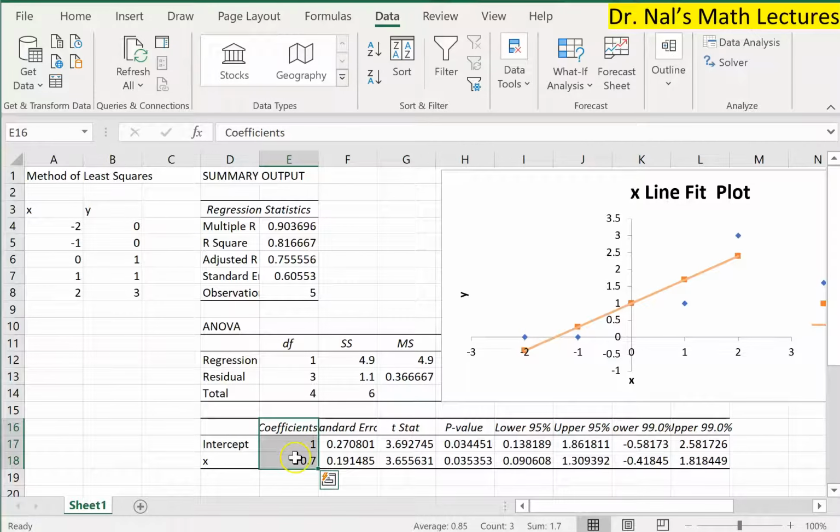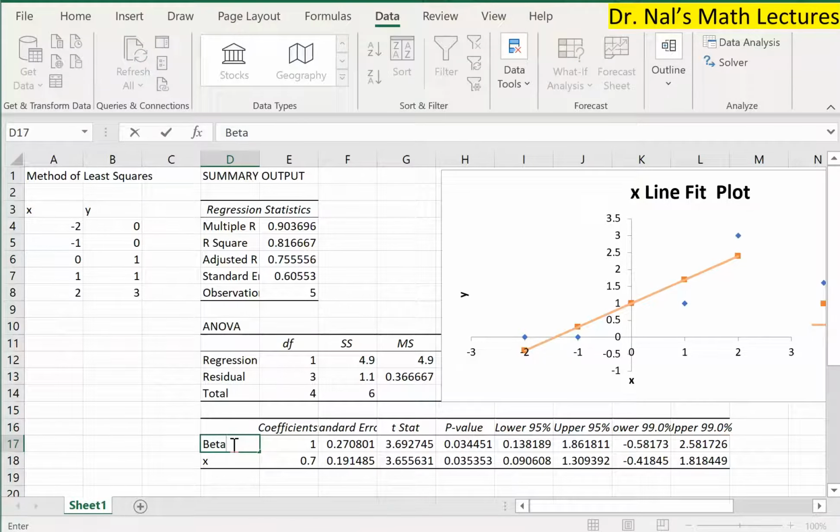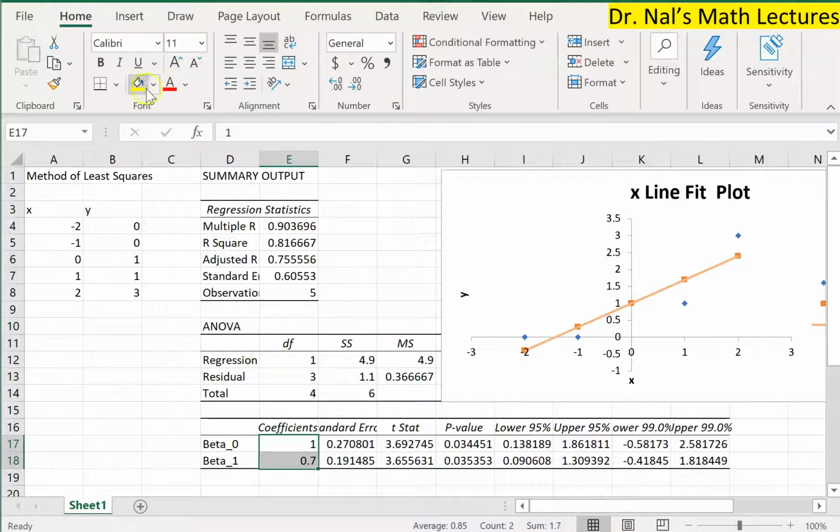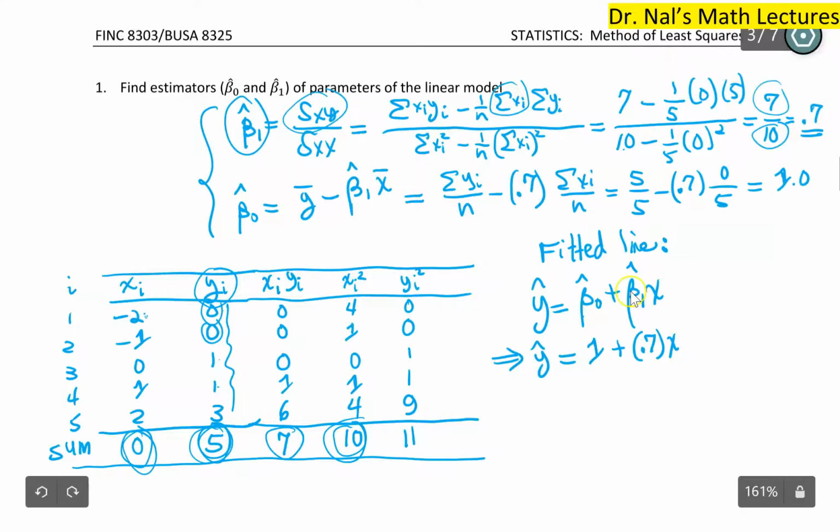These are the parameters that we are estimating. The intercept is 1 and the slope parameter is 0.7. So this is beta 0 hat, and this is beta 1 hat. These are the 2 values. Actually, let me write it next to it: beta sub 0, and this one is beta sub 1. Awesome. So these are exactly the same values. Let me highlight them. These are exactly the same values that we predicted, 0.7 and 1.0.